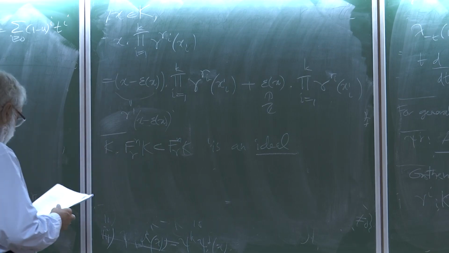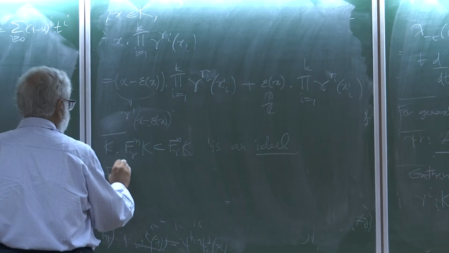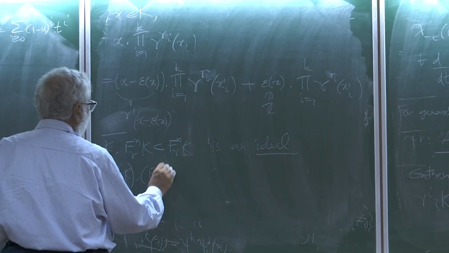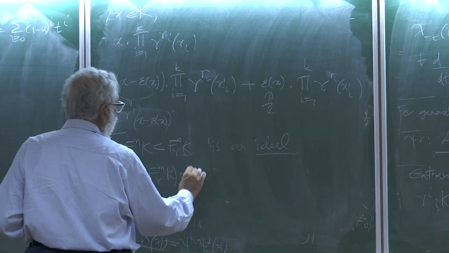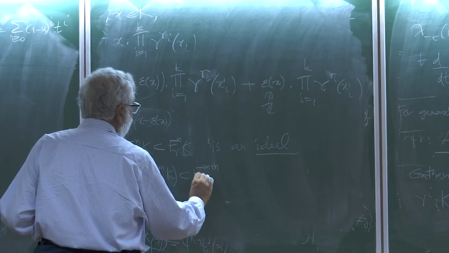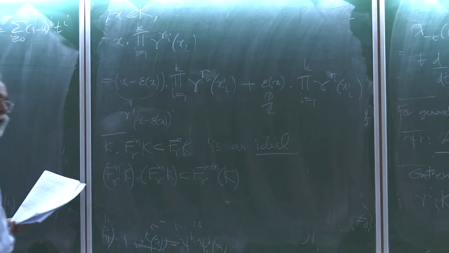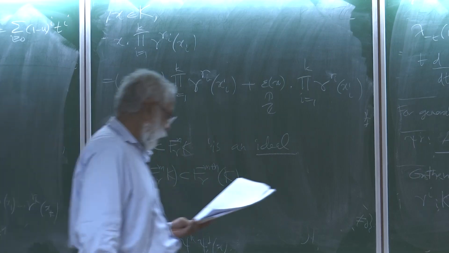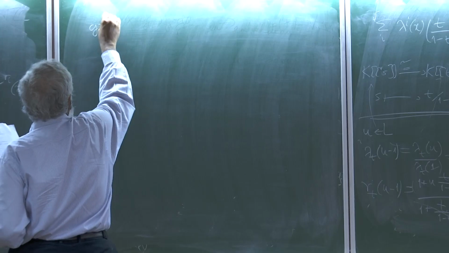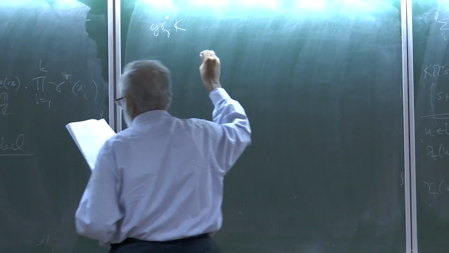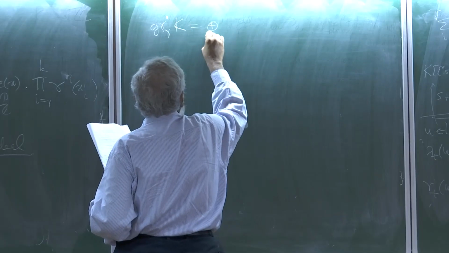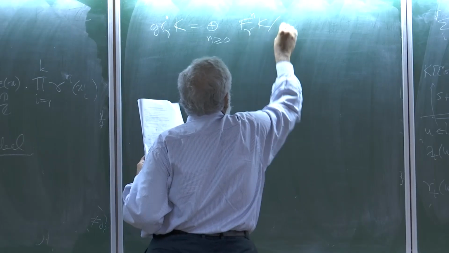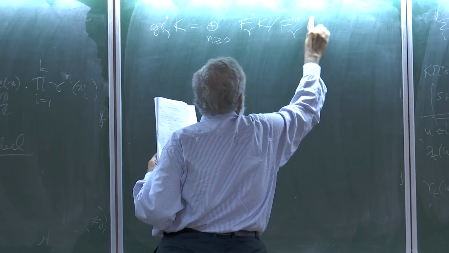Okay, and it's a filtration. Fn gamma of k multiplied by Fm gamma of k is clearly contained in Fm plus n gamma of k. So I've got a filtration of the ring by ideals, so I can pass to the associated graded ring. I can talk about grade dot gamma of k as the direct sum, n greater than or equal to 0, of Fn gamma of k mod Fn plus 1 gamma of k.